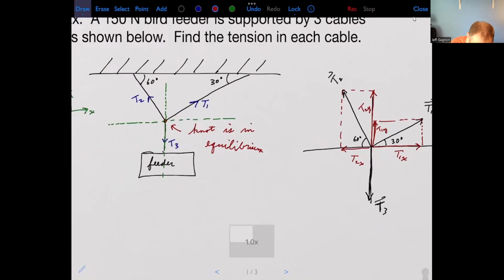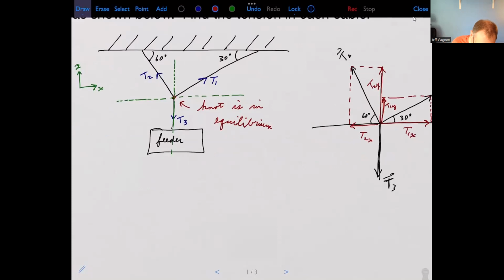If you look at the picture here, let's focus now on that feeder, right? So the feeder, I'll draw it right here. Let me draw a free body diagram. Well, what are the forces acting on that feeder? We have the weight of the feeder acting down. Let's call it W, weight of the feeder. And then that tension T3 is acting up on the feeder.